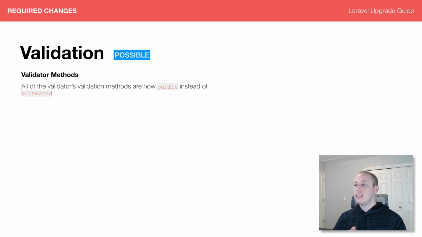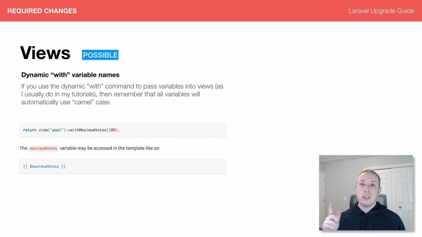All right, now validation. All of the validation validate methods are public instead of protected. And then last but not least, the views. This one I actually teach this way, the dynamic with variable names. This is how I like to pass variables into views. If you are using this, just keep in mind that it now automatically uses camel case. Here you can see with maximum votes, the M is capitalized. When it actually gets passed into the variable, it's going to be camel case like this. It's going to be lowercase for the first one, and every additional word will be uppercase, okay? So that's how this is going to work.